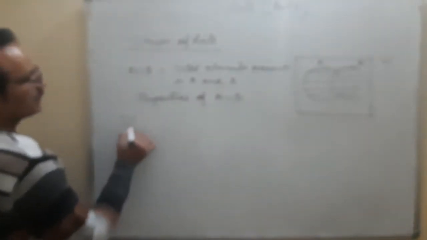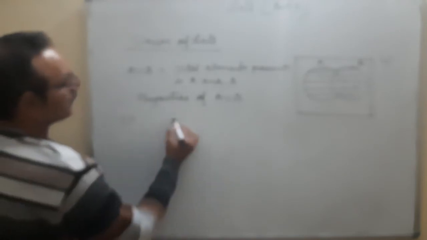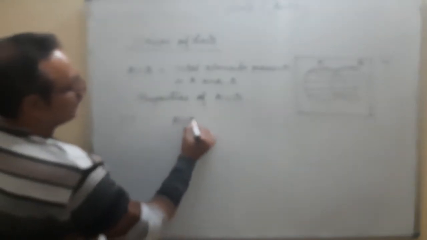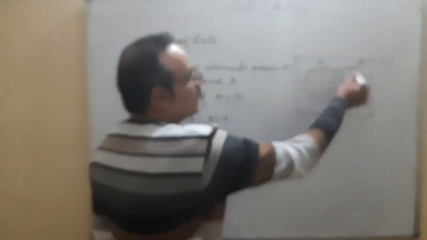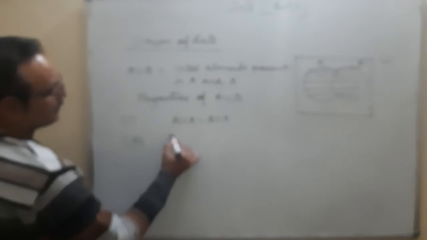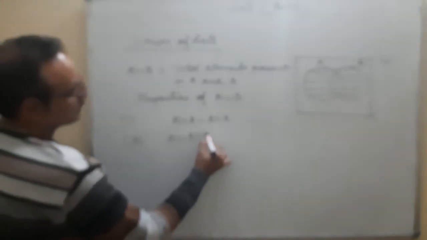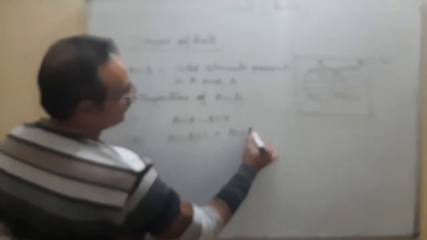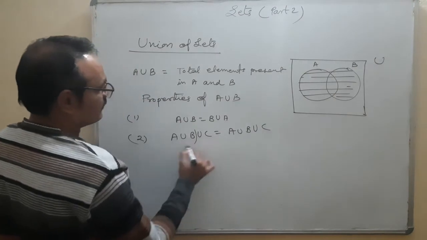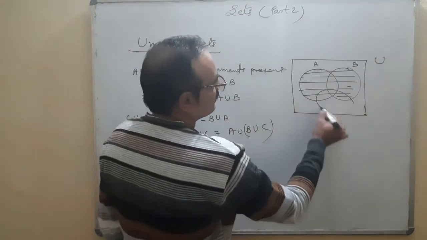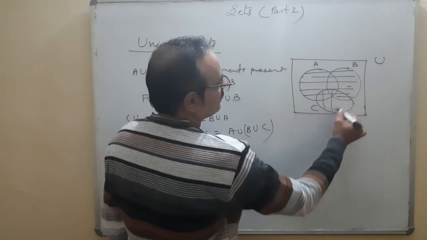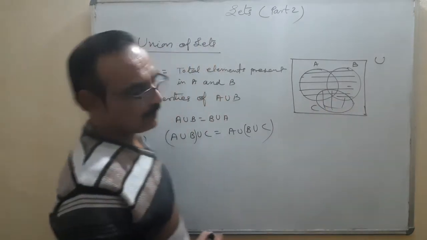Properties. Number one, it holds the commutative property. You can understand it. A union B is equal to B union A. Same thing, total elements. It holds the associative property. A union B union C is equal to A union B union C, with brackets. So there are 3, that means all the elements of A, B, C, everything.